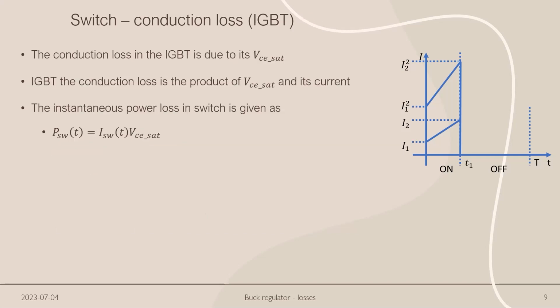Let us assume that we have used an IGBT as a switch in the buck regulator. For this IGBT, conduction loss is mainly due to VCE SAT. The conduction power loss of an IGBT is the product of its VCE SAT voltage and the current flowing through it. As this is a switch, current here is the switch current. Hence, conduction power loss of IGBT is given as I switch into VCE SAT. Here we can see that loss in the switch is directly proportional to the switch current.